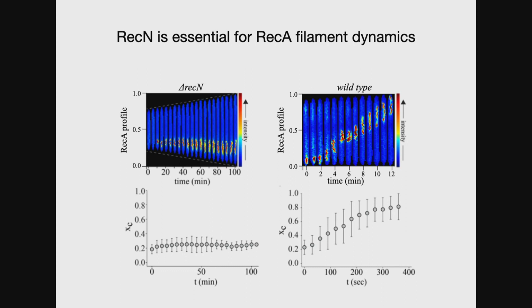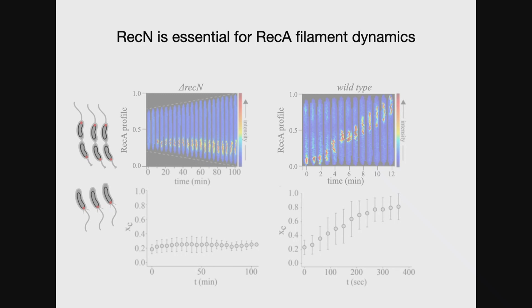And just to remind you again, we see that RecA remains rooted at the pole where the break occurred in the absence of RecN, but in the presence of RecN, it manages to traverse across the length of the cell in a matter of a few minutes. And this is true independent of whether cells have 2 chromosomes or 1 chromosome. In either case, there's just no movement without RecN.